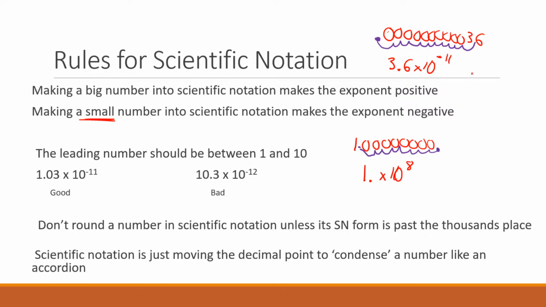Something else to remember as we are thinking about and looking at numbers in scientific notation, your goal is to get a single-digit number before the multiplication sign. 3.6 is a single-digit number. 1 is a single-digit number. What we do not want is anything more or less than a single-digit number. 10.3, that's bad. We don't want that. 0.103, also bad. We want a single-digit number, so something between 1 and 10. We do not want a 2-digit number, or even a decimal point before the multiplication sign. We would like a single-digit number there.